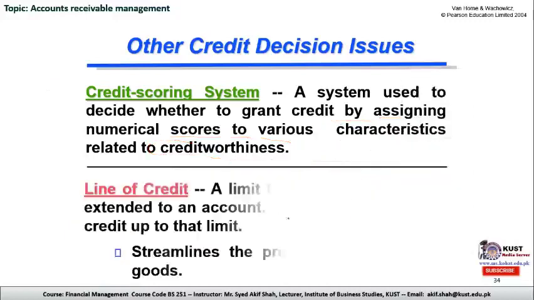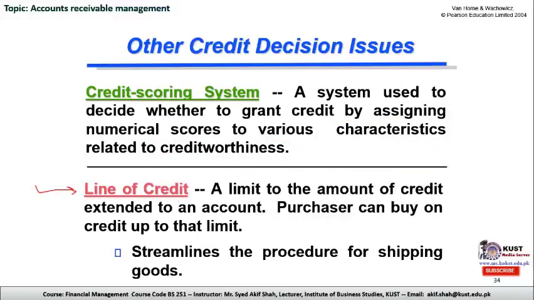Secondly, we have another topic which is known as line of credit, which is the maximum amount of credit extended to a particular account. So line of credit means one particular credit applicant can take credit starting from $0 up to, let's suppose, $1 million. This is the total limit of the credit customer or credit applicant. If the maximum of credit purchases has already been obtained by a particular credit customer, in that case his line of credit is over and no further credit sales will be granted.